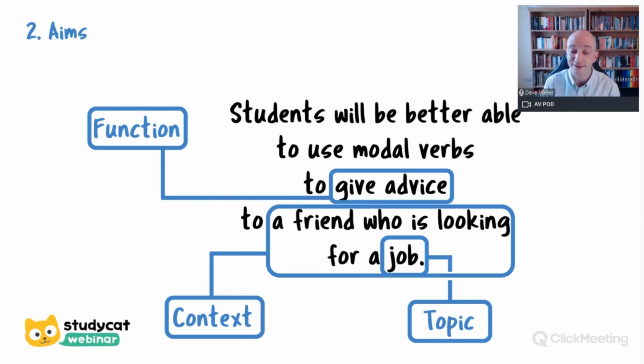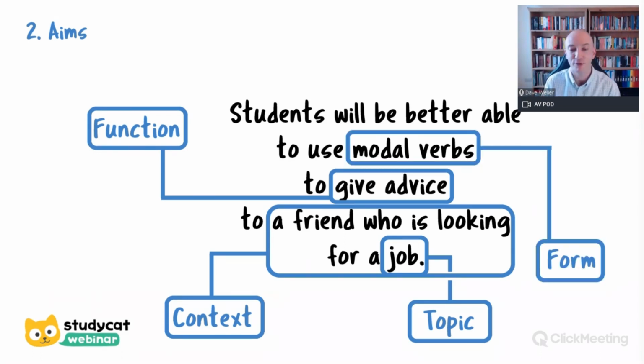Next up, and the final one, is the form, or what the language looks like or sounds like. So it could be, excuse me, it could be the grammar. I nearly gave it away there, so yeah, sorry about that. So it could be the grammar, the lexis, or the phonology. And yes, in this case, Pooja, it's the modal verbs.